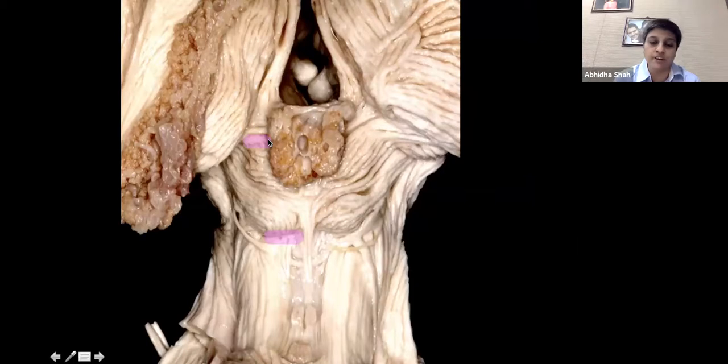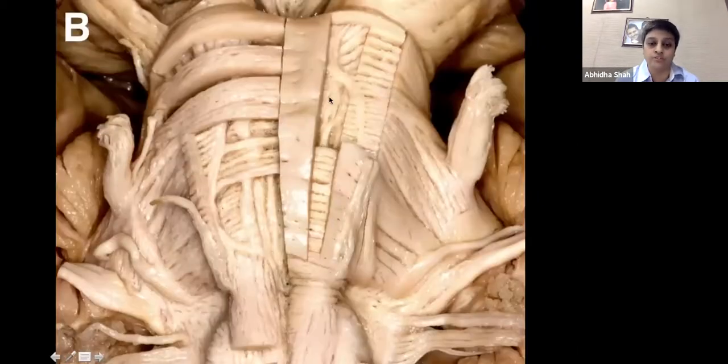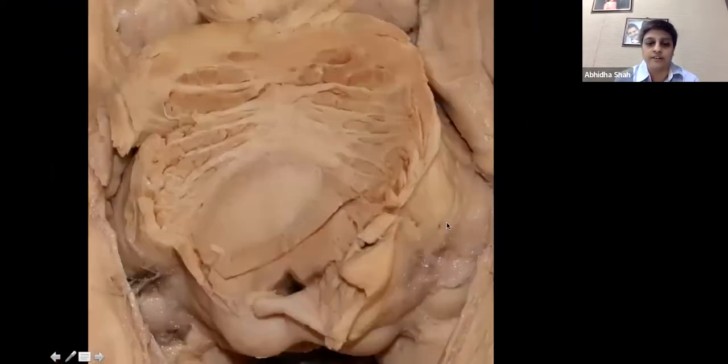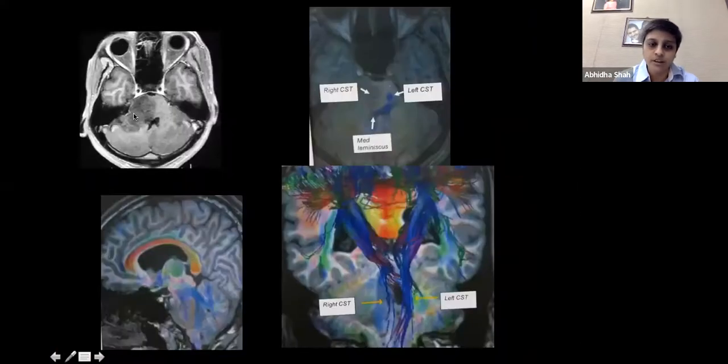But of course, you have to be very careful because there are a lot of critical structures in this region. But these are some areas from which you can enter if you have to approach a tumor in this region. Looking at the pons, do not enter the pons from this region. You cannot enter. You will damage the corticospinal tracts. So how do you approach the pons? You come laterally. So again, this is just a cut section of the pons. This is actually the aqueduct or the upper part of the pons. And this is a tumor.